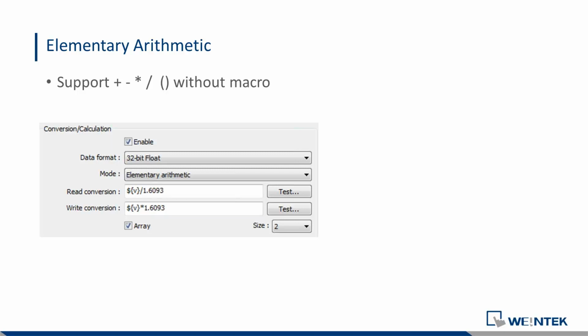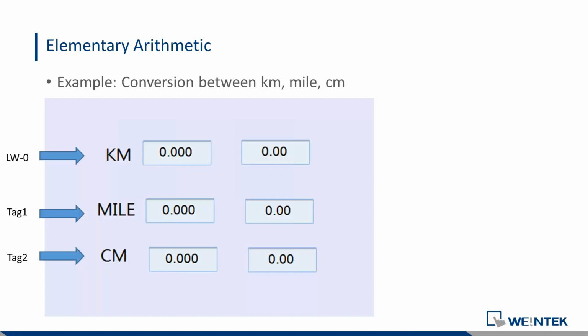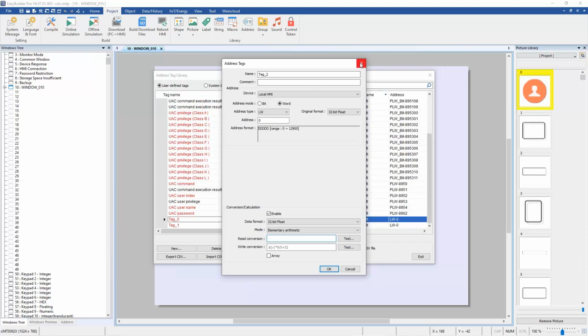All right, so basically it supports the basic plus, minus, times, and divide four arithmetic operations here, right? So you can transfer the value of the register directly. Okay, so let's take a look at our example today. So let me run the simulation here.